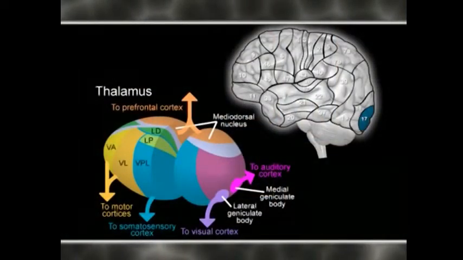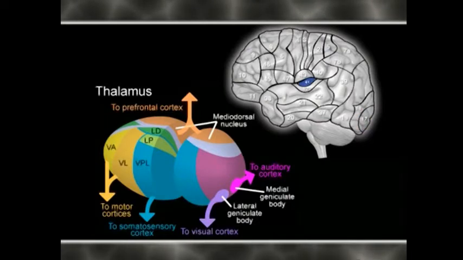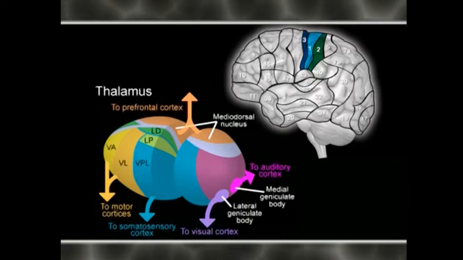From the thalamus, each thalamic area will then project to a primary area of cortex. So for example, if we think about vision, the lateral geniculate nucleus projects to area 17 at the posterior pole of the brain. The medial geniculate nucleus is going to project to area 41, which is in the temporal lobe. And the ventral posterior nucleus is going to project to areas 3, 1, and 2 for somatosensory sensation.